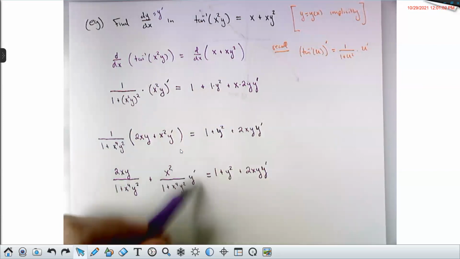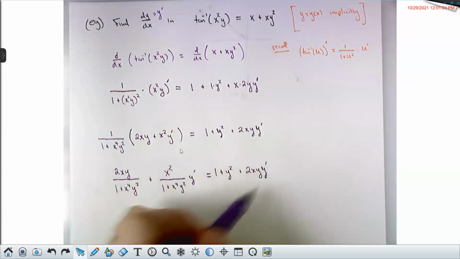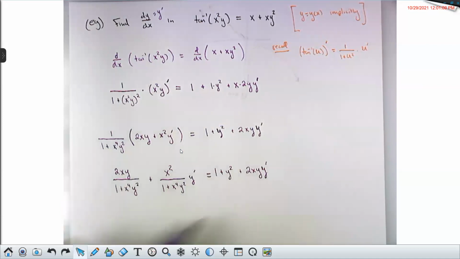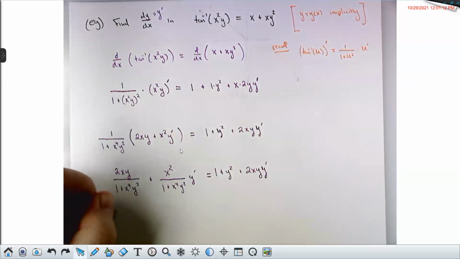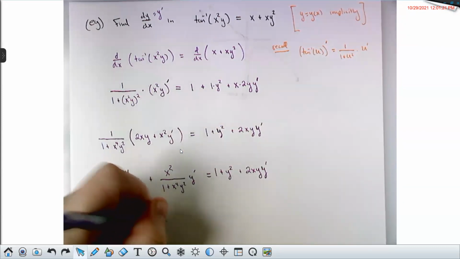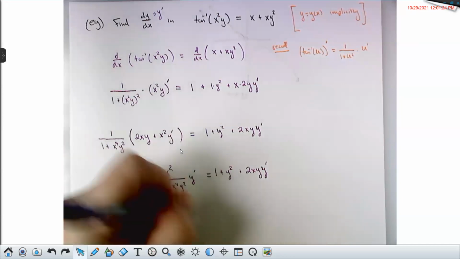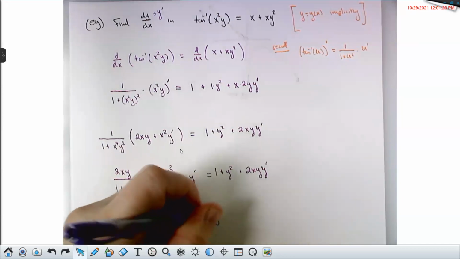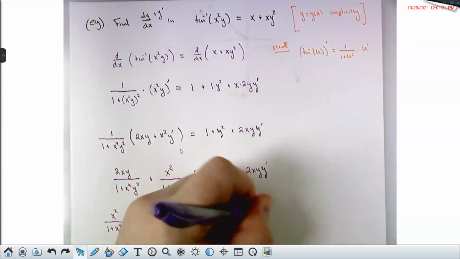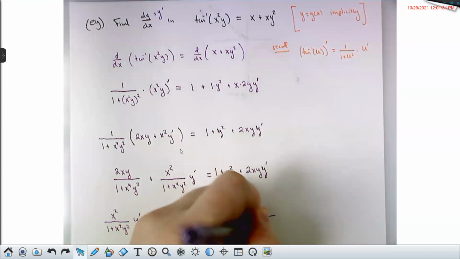So this term has a y prime, and this term has a y prime. I'll bring this over here. This term and these terms do not have a y prime, so I'll put that over there. We'll get x squared divided by 1 plus x to the 4 y squared, y prime, minus 2x y prime, equals 1 plus y squared minus 2xy, divided by 1 plus x to the 4 y squared.